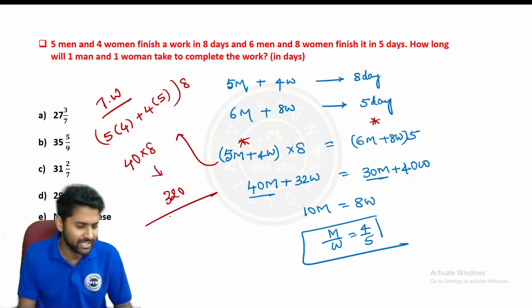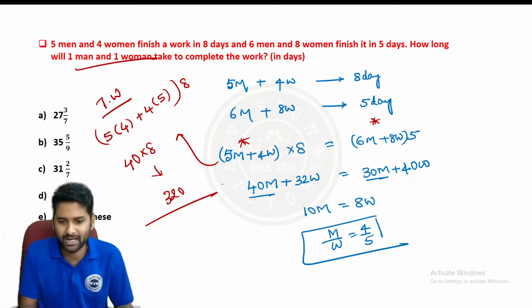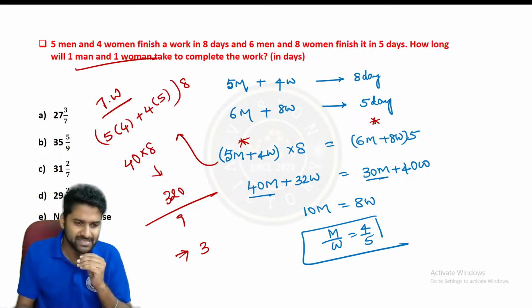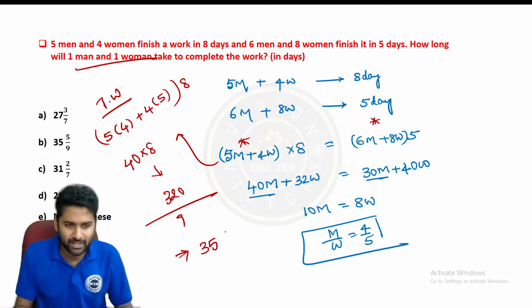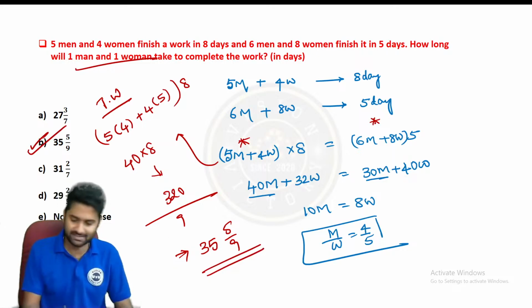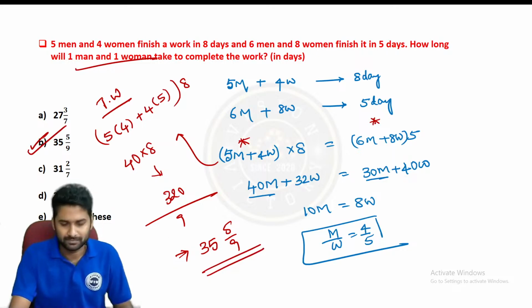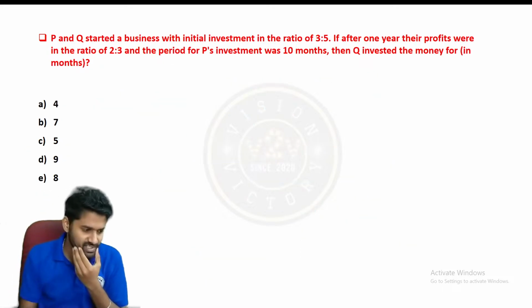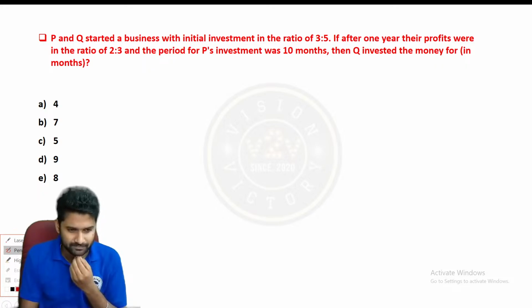Now these 320 units of work we should assign to one man and one woman. So divided by 9. Now see, 9 threes are 27. We are left with 50. So 50 again, see, 9 fives are 45. So here the total days taken to complete the work with one man and one woman is 35 5/9 days. Check with this one information.